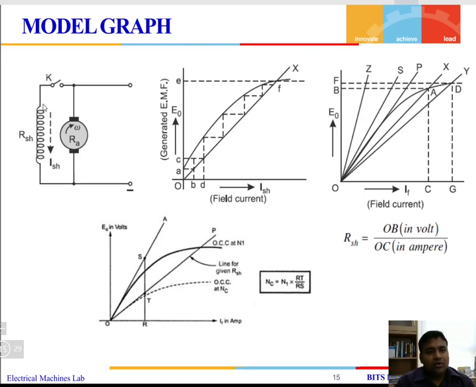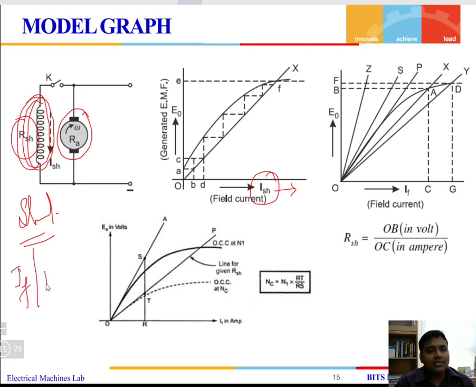See here you have the field winding which is connected in parallel with the armature of the machine. This is known as a shunt machine. Here you will be given the shunt field resistance. On the x-axis you have the field current ISH, because the field is produced by this field winding. Whether you say IF or ISH, it means the same: the shunt field winding or field current. On the y-axis you have the generated EMF, and as I said, some amount of residual magnetism will be there.